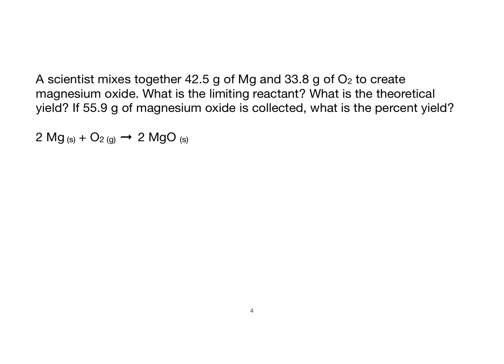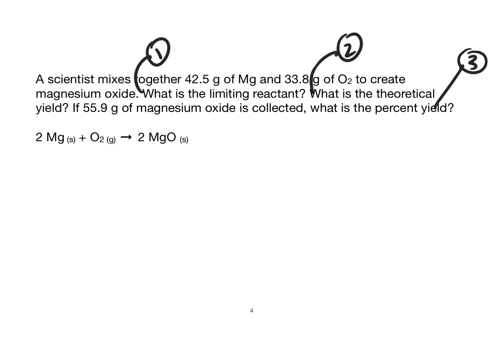So in this example, a scientist mixes together 42.5 grams of magnesium and 33.8 grams of O2 to create magnesium oxide. What is the limiting reactant? What is the theoretical yield? And if 55.9 grams of magnesium oxide is collected, what is the percent yield? So there are three questions: 1, 2, and 3. In this case, we are going to think about those three questions independently.